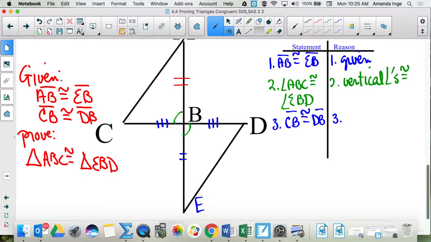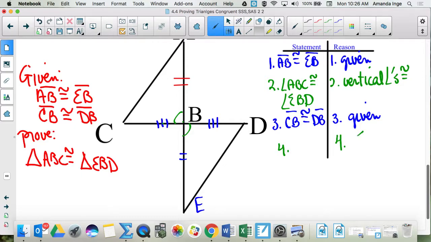It's given. Now, I didn't put the given up there together because I wanted you to see that I have a side, an angle, and a side. A side, an angle, and a side.